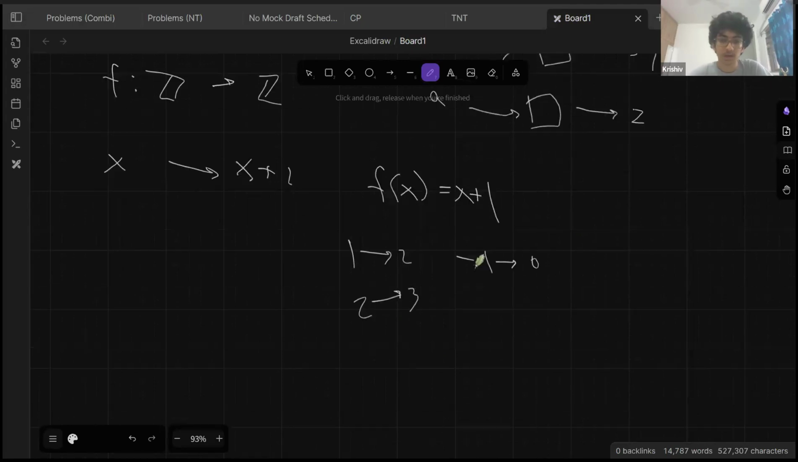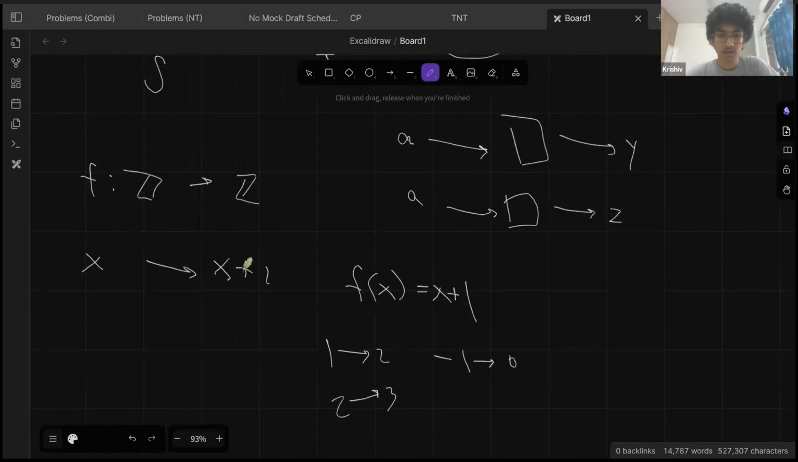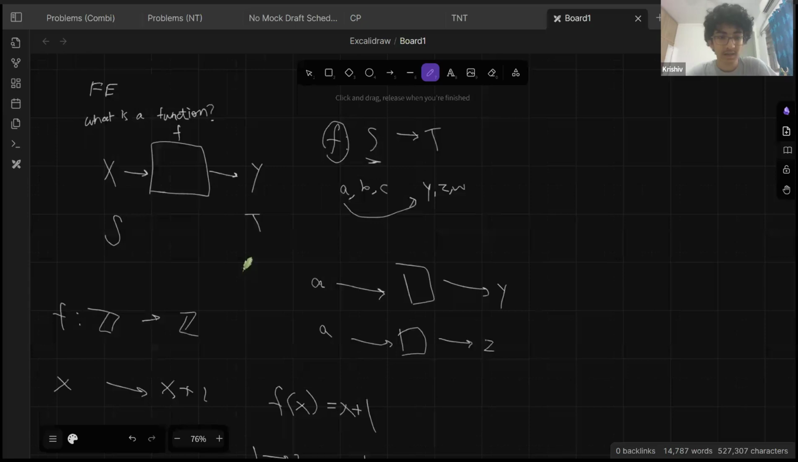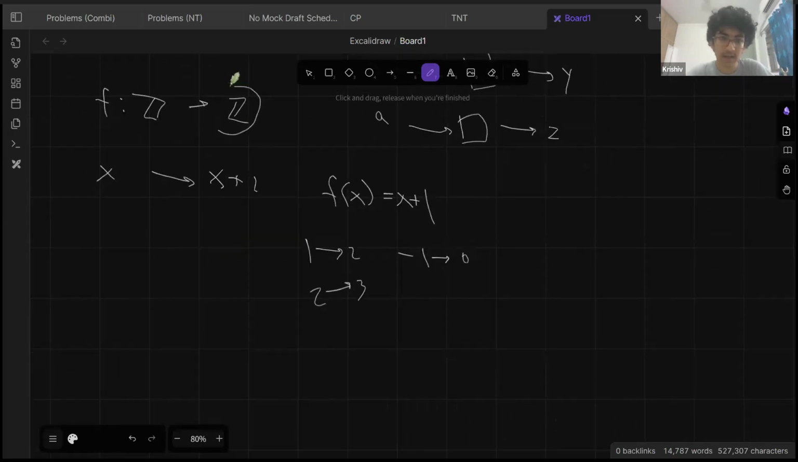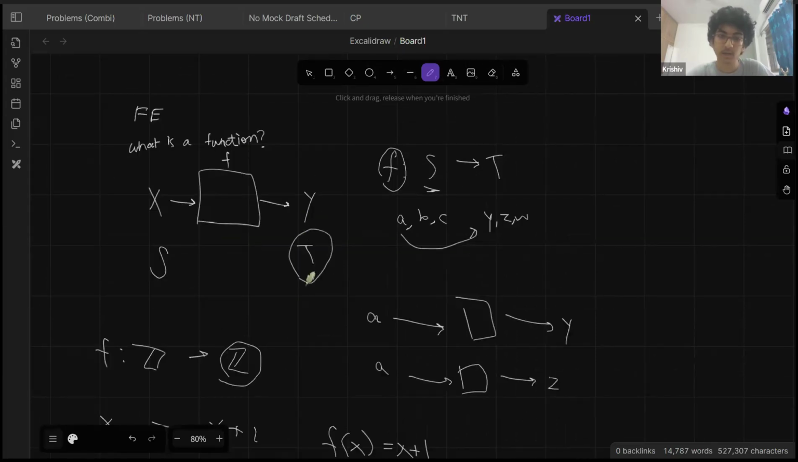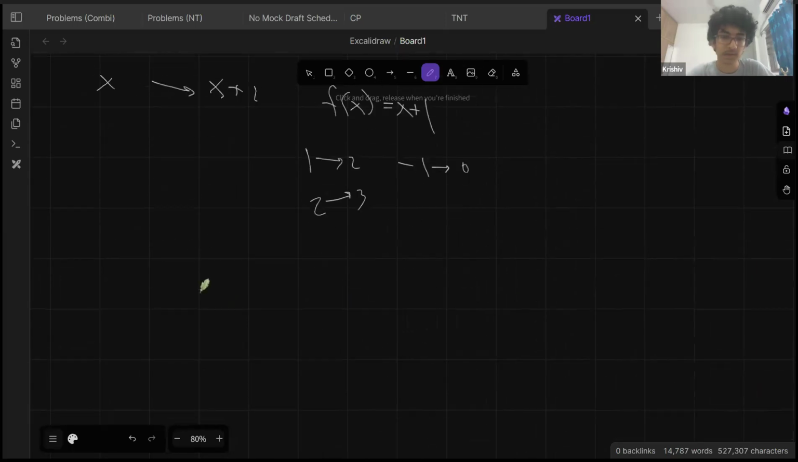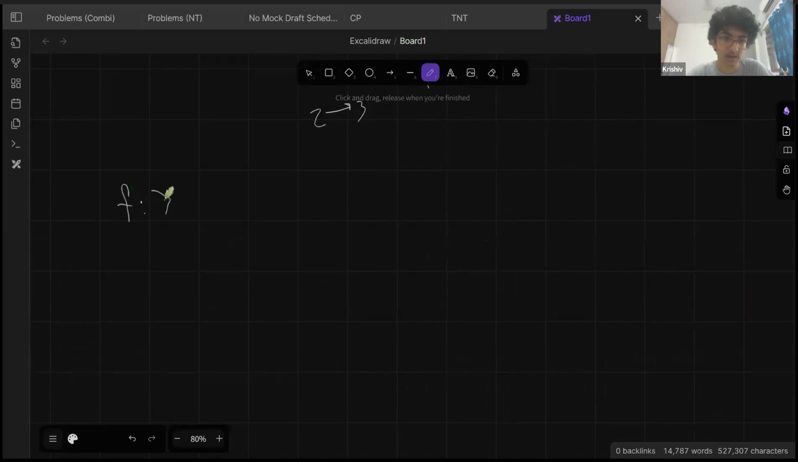Yeah, so this function sends 1 to 2, minus 1 to 0, 2 to 3, and so on. That's what functions are. It's important to note that a function might not always cover the codomain entirely. What I mean by that is, suppose we have a function f from Z to Z, where f of x is equal to x squared for all x in the integers.